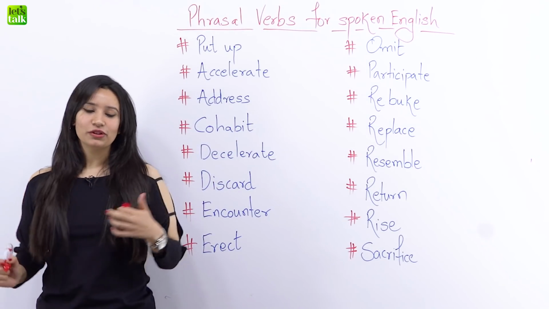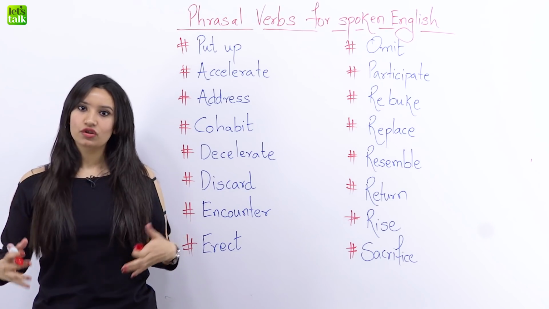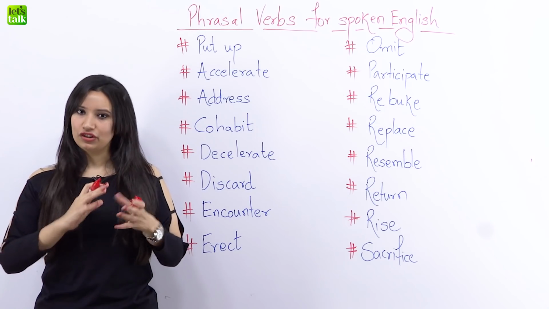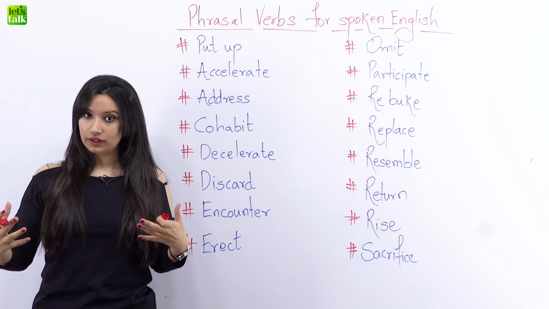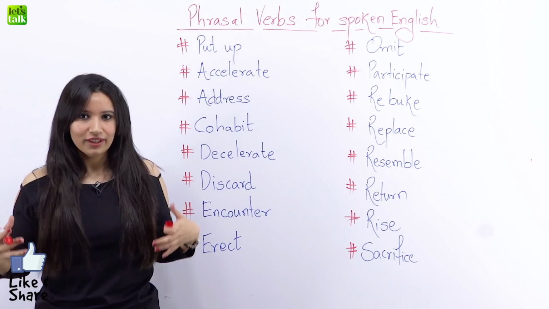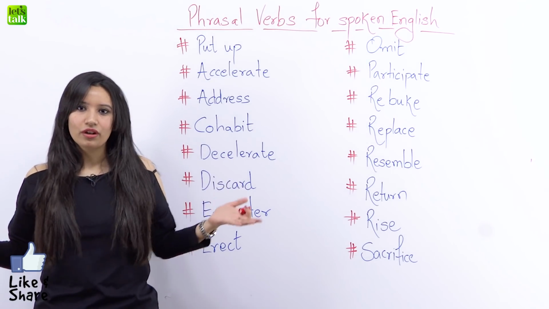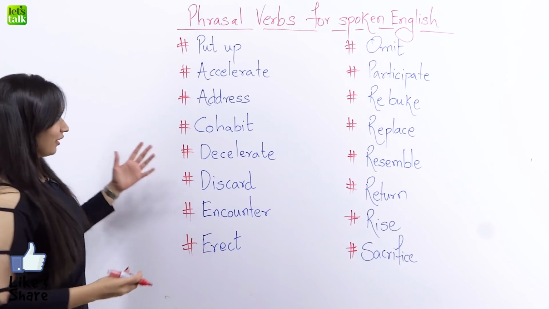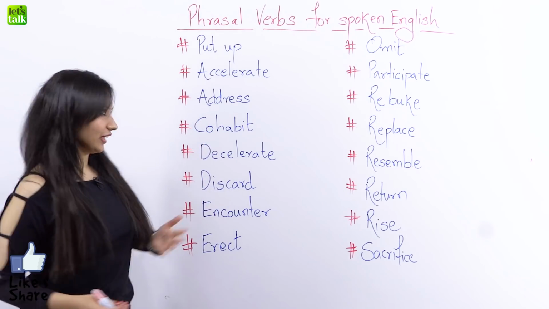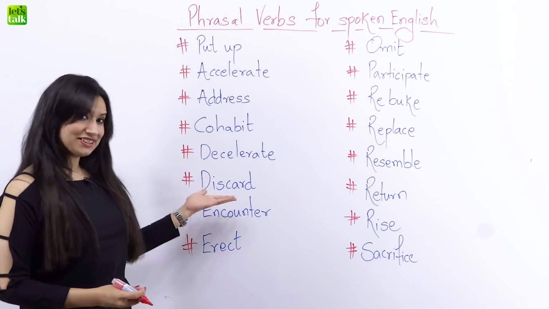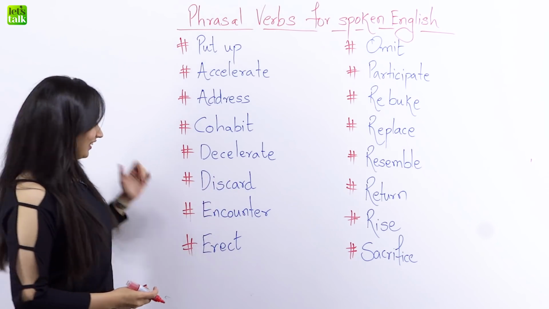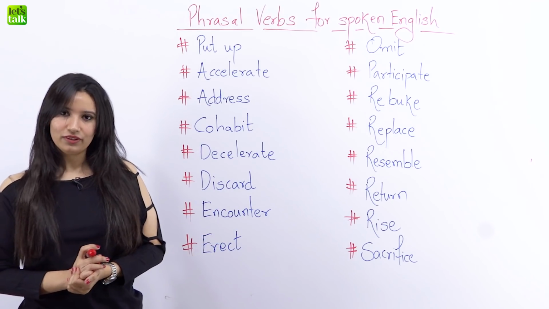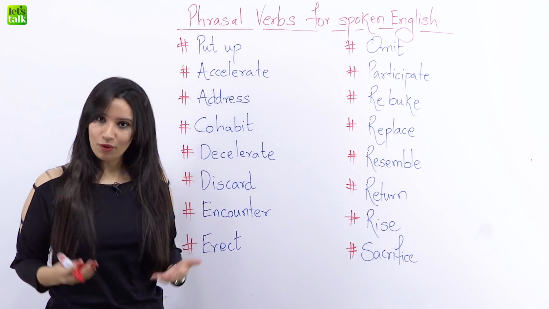Okay, so as I told you that we are switching from some formal words to informal phrasal verbs. So informal verbs are usually used when you want to communicate more fluently and when you want to sound more natural, because there are some words that you often do not hear native speakers use while they're talking, okay? So what are those words? Let's look at them. Words like address, accelerate, cohabit, decelerate, discard, encounter. These are the words that you often do not hear native speakers use because they are very, very formal to be spoken.